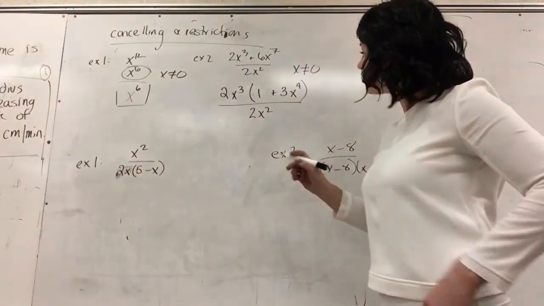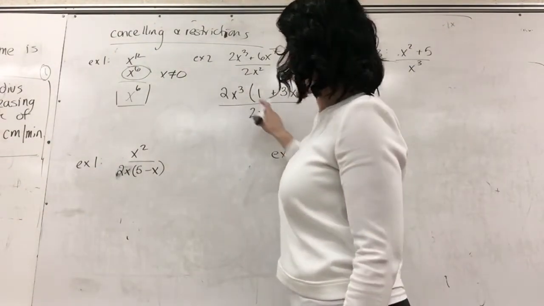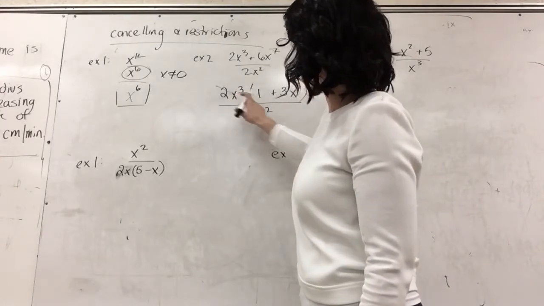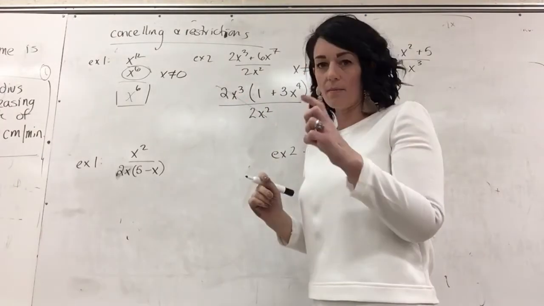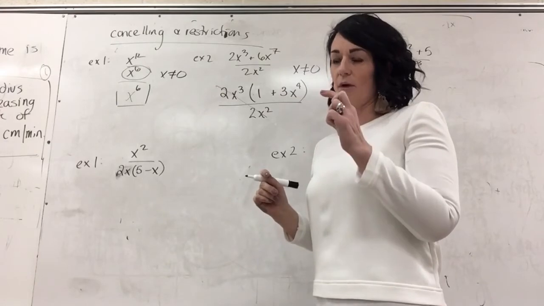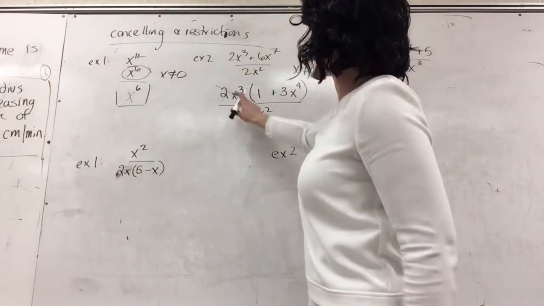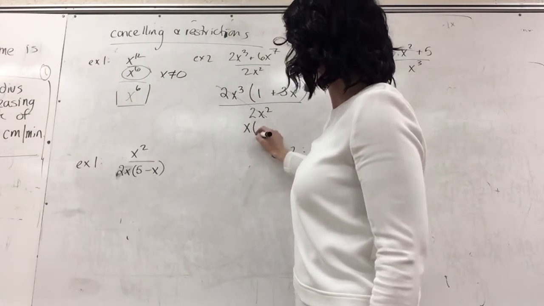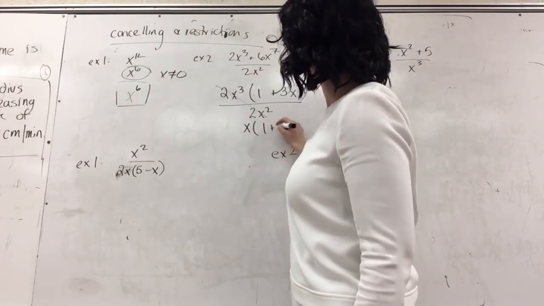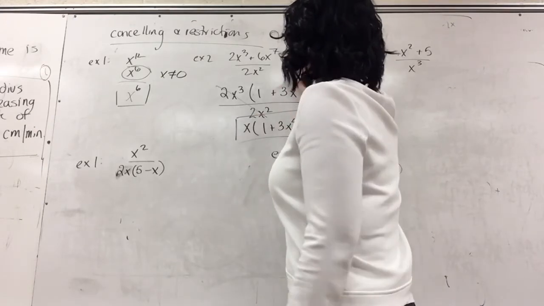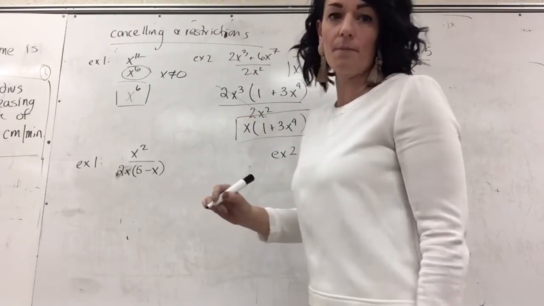And then whatever can be canceled is anything that's in common between here and here. So the 2s can cancel, and x^3 divided by x^2. Remember that when we divide expressions with the same base, we subtract their exponents. So that's going to be an x on top. So I'm left with x times (1 plus 3x^4). So that's my final answer with x cannot equal 0.